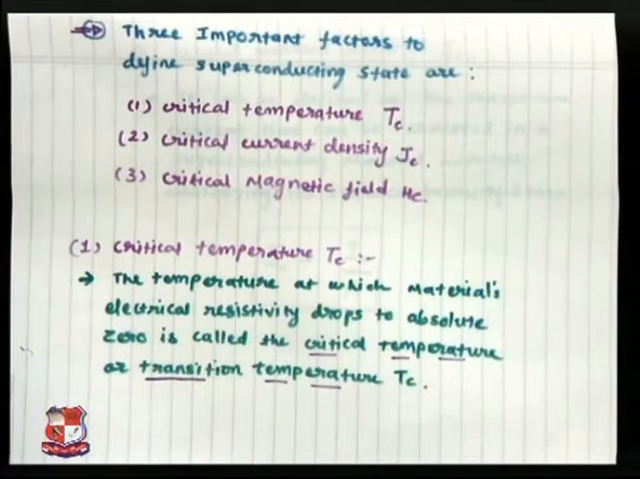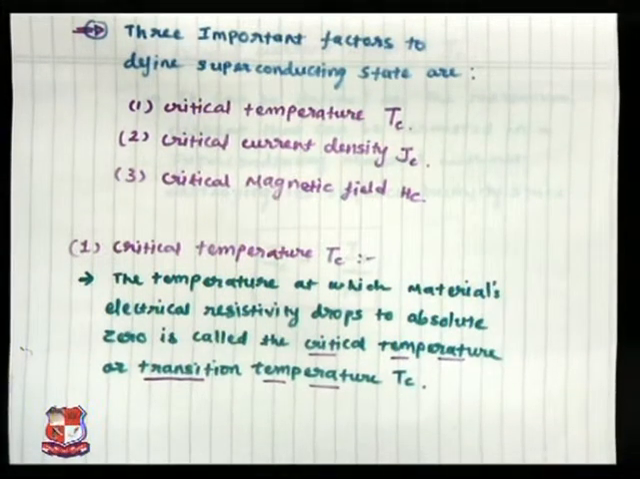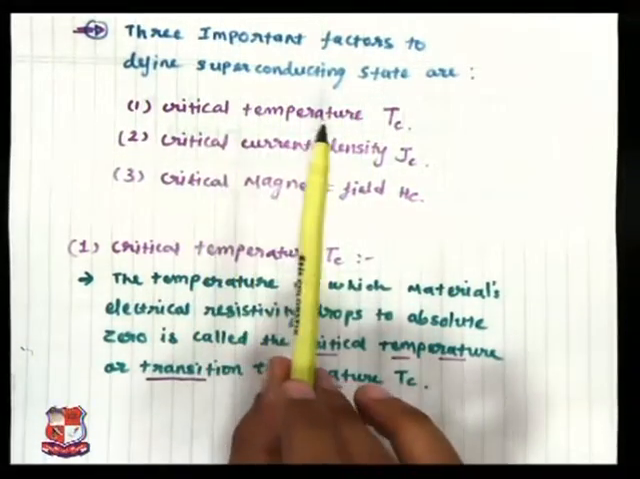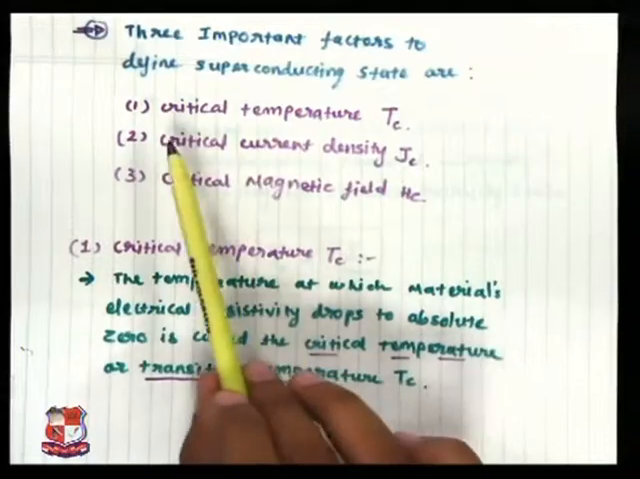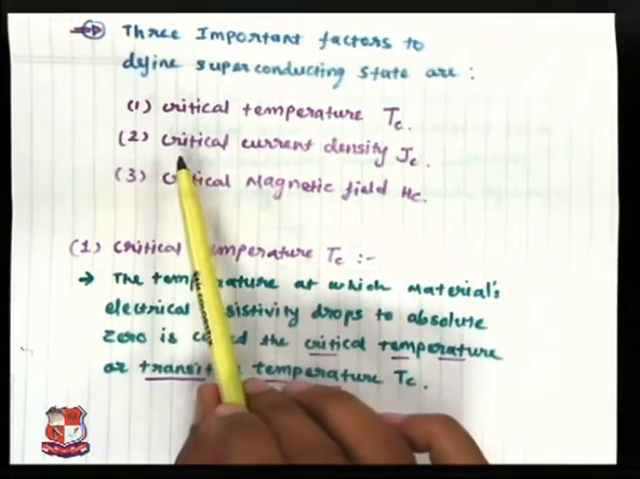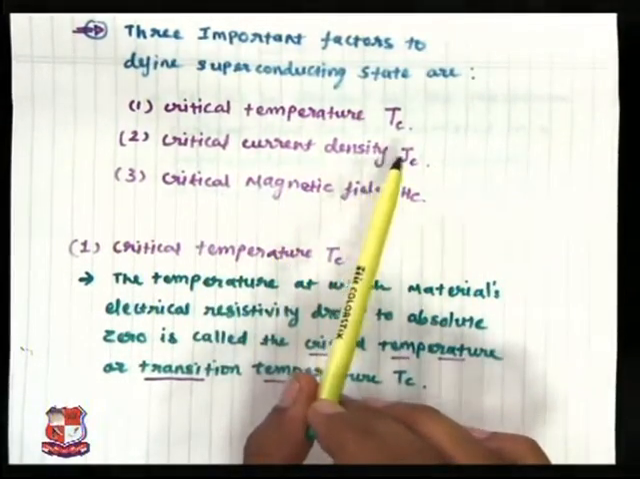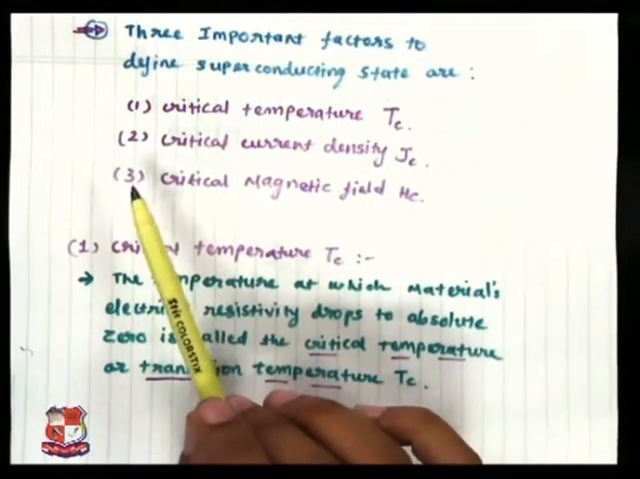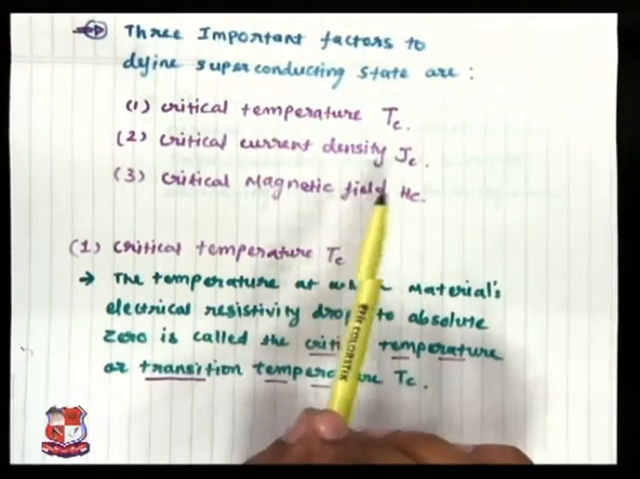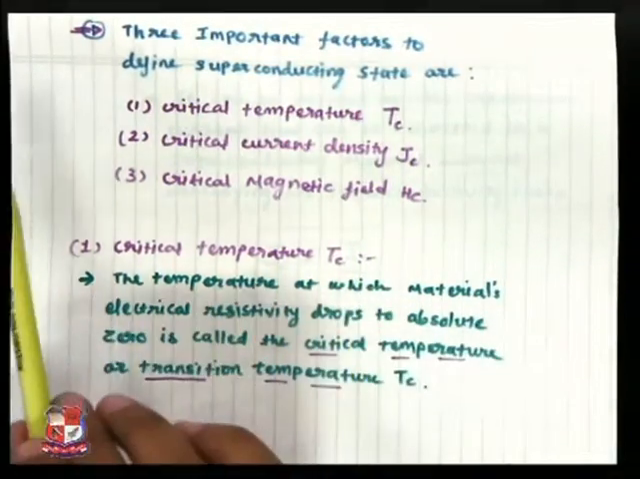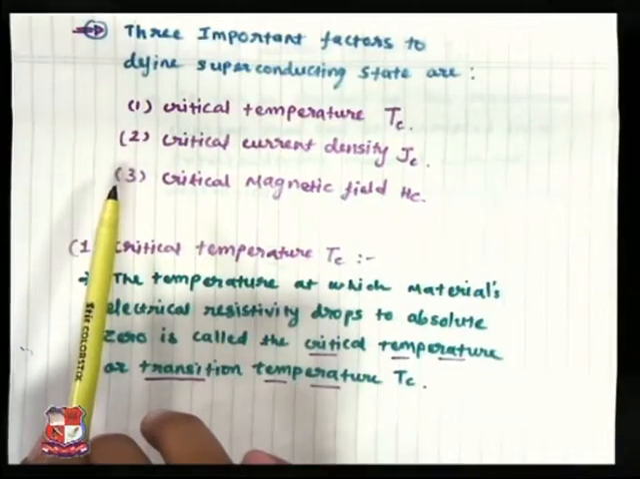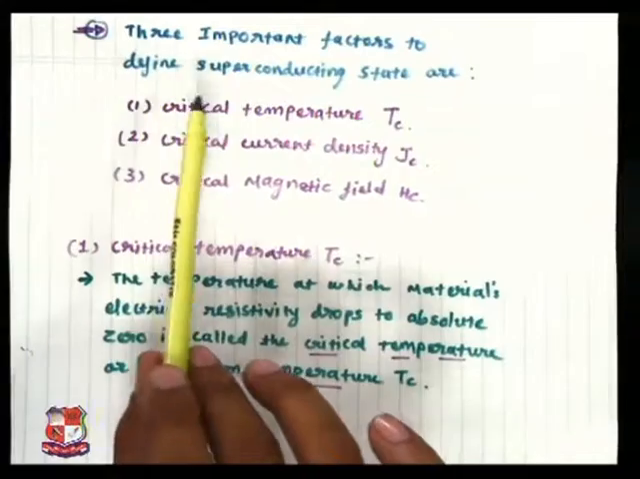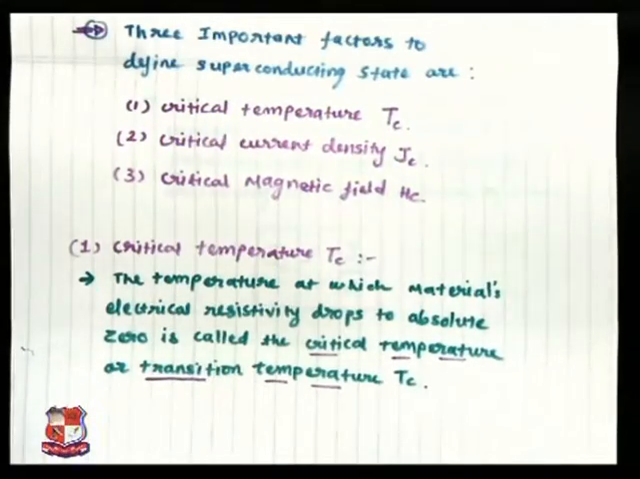The 3 important factors to define superconducting state are, you can see that first, critical temperature, Tc. Second, critical current density, Jc, and third, critical magnetic field, Hc. So these are the 3 important factors through which you can define superconducting state.